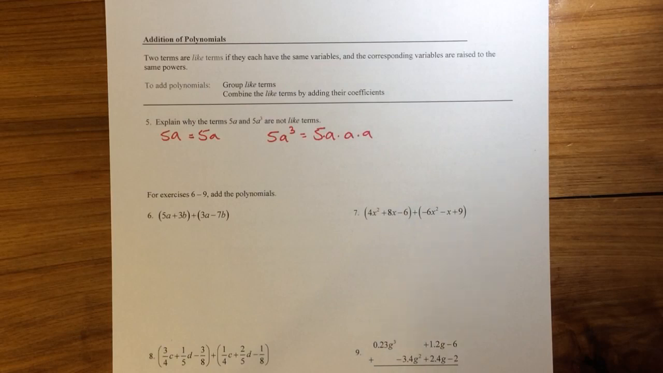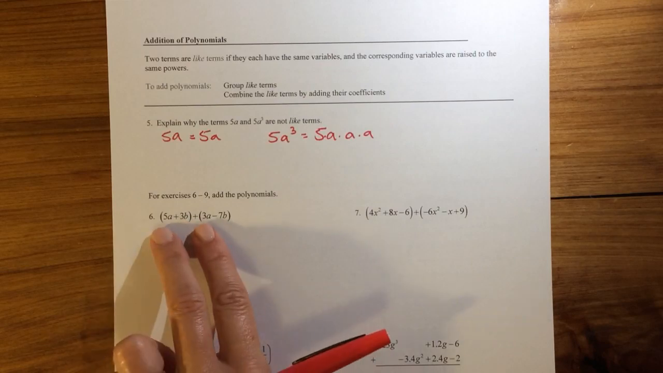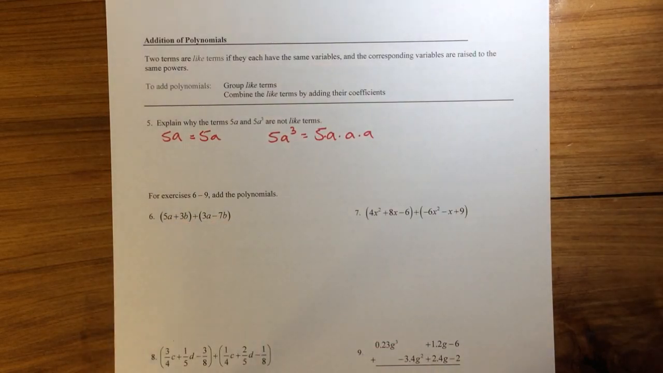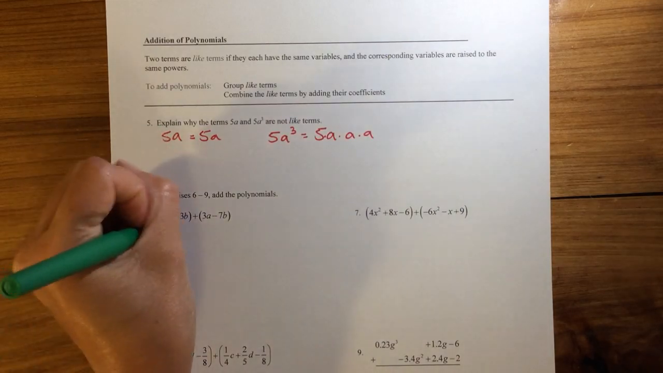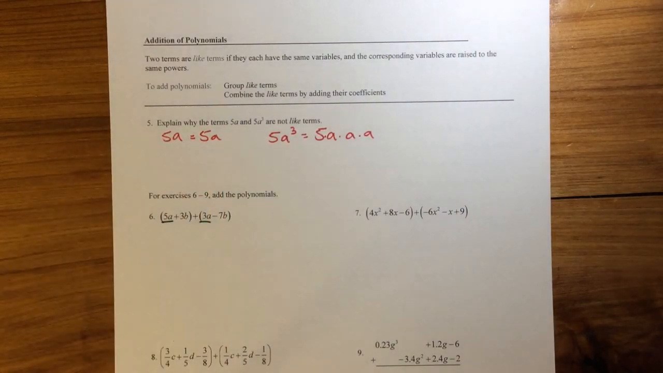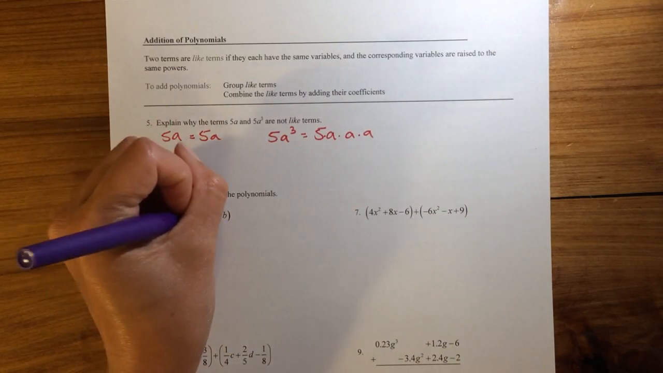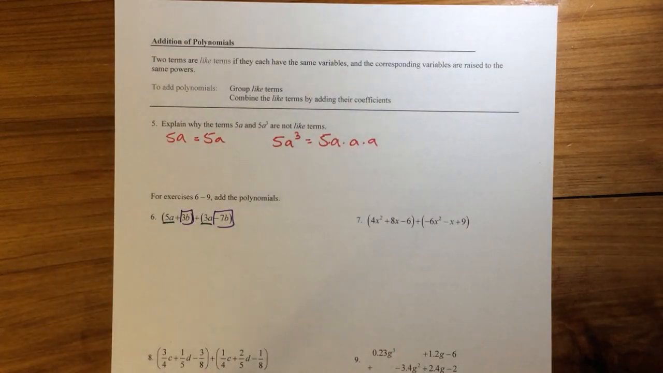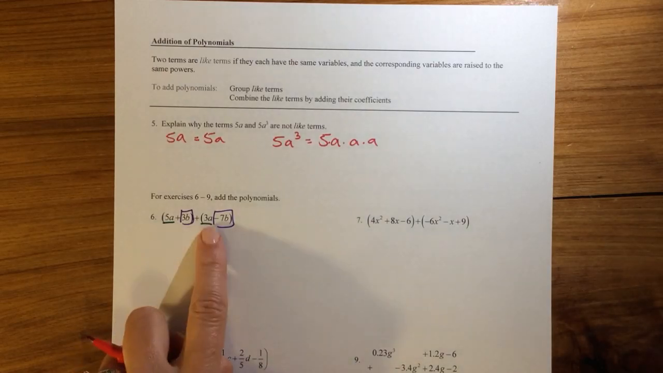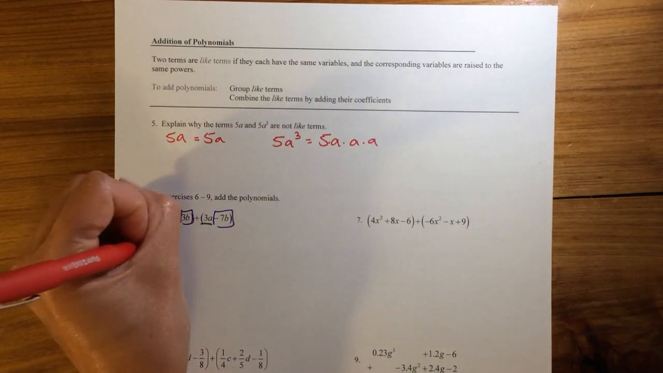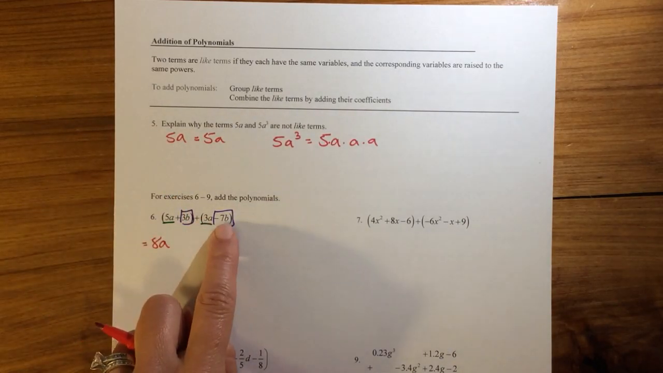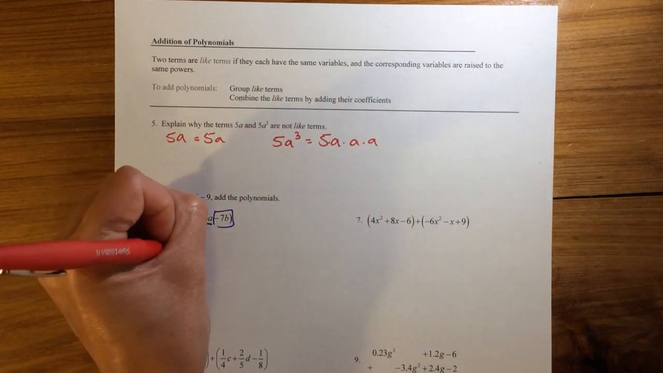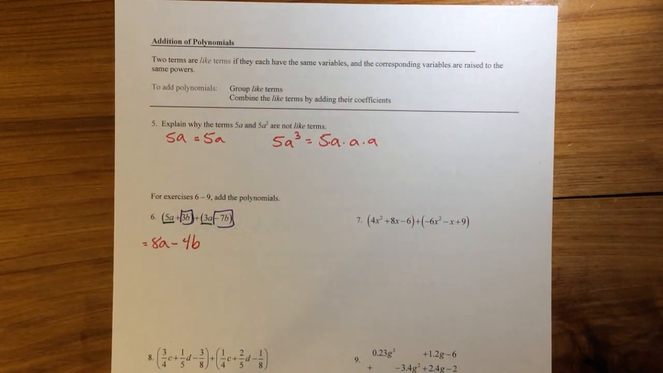So we're going to add the polynomials. It's pretty easy when you've got two different letters. So a's are with a's, b's are with b's. Sometimes what I like to do is separate them visually, maybe with an underline or a box, so that when I add their coefficients together, it's visually more appealing. So 5a plus 3a is 8a. Now 3b minus 7b is negative 4b because we are just combining the coefficients.